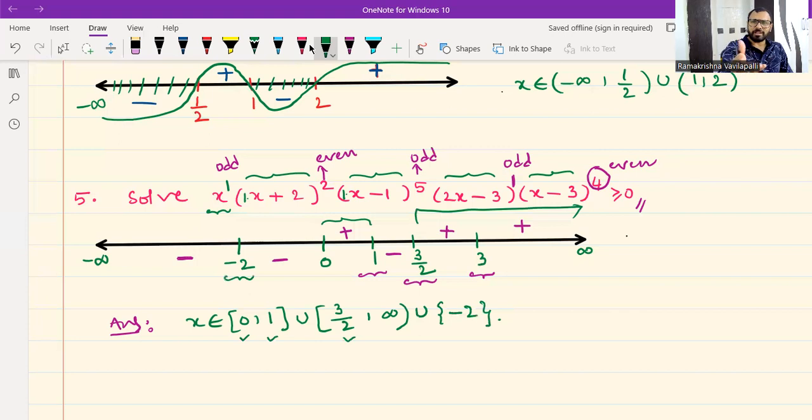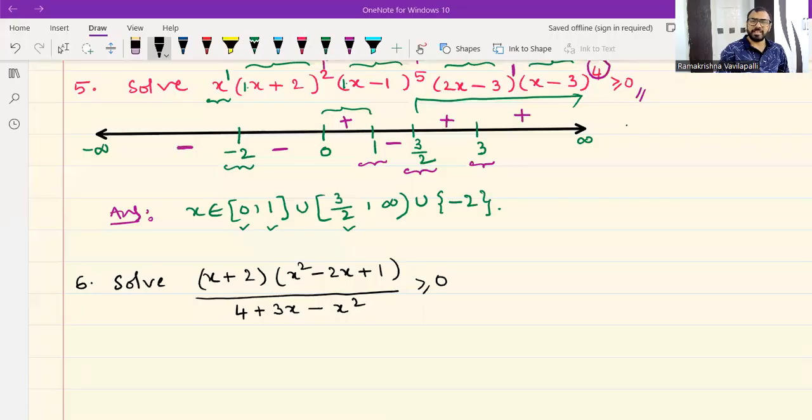So for practice, you can do this question: what values of x make this expression less than or equal to 0? So here is a rational expression, numerator and denominator, a ratio of 2 expressions. We want to solve this expression. So take care that the coefficient of x in each factor must be positive. See, this is a linear factor x plus 2, that is given directly.